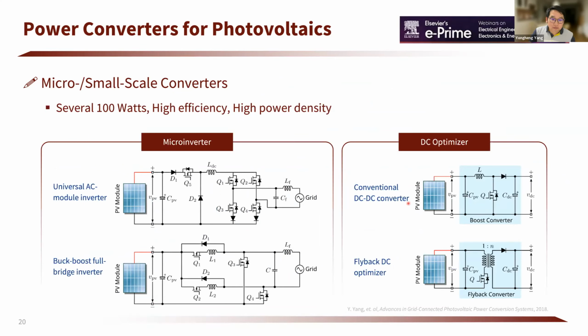Yeah, that was the general concept for grid-connected PV systems. In terms of power converters, for micro or small-scale converters, we can use a microinverter or microconverter. For example, the DC optimizers based on conventional DC-DC converters or based on flyback DC optimizers. And the microinverter is a single unit that directly connects panel level voltage or power to the level for the grid connection.